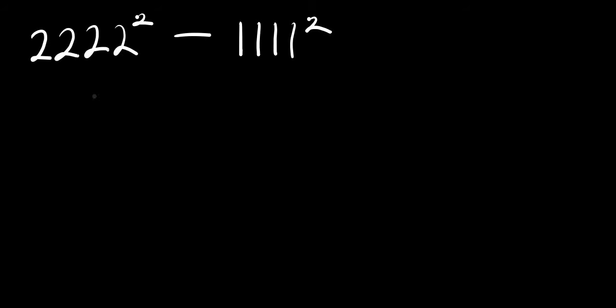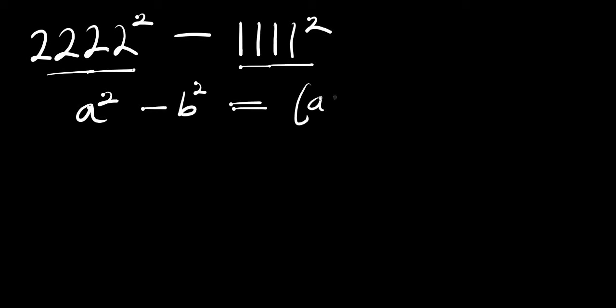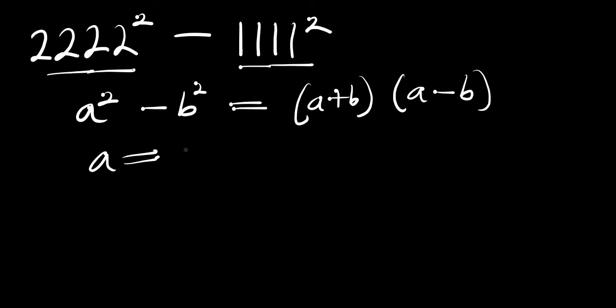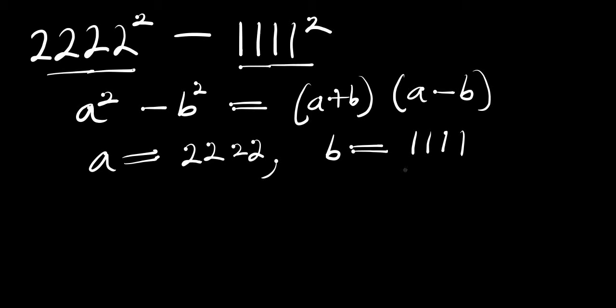We are going to evaluate with our calculator 2222 raised to the power of 2 minus 1111 raised to the power of 2. Now, we can compare this to the difference of two squares: a² minus b² equals a plus b times a minus b. And in this case, our a equals 2222, then b equals 1111.